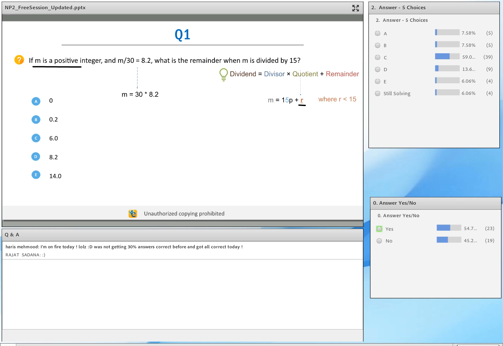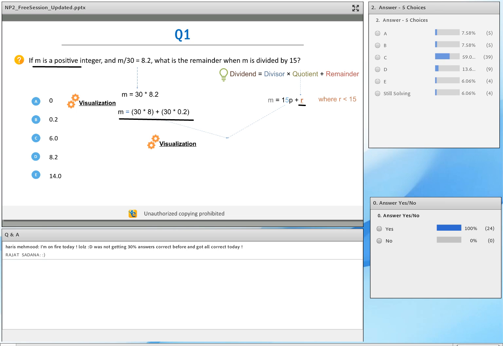Okay. So what's given to us is that m divided by 30 leads to 8.2, which means m can be expressed as 30 times 8.2, or if you split it up, m can be expressed as 30 times 8 plus 30 times 0.2. Are you guys with me over here so far? Can you understand this step? How we split 8.2 into 8 plus 0.2? All right, fairly simple.